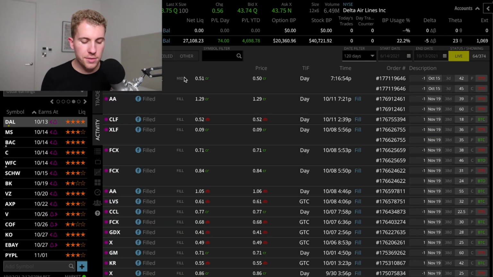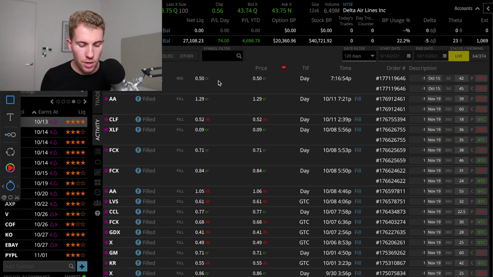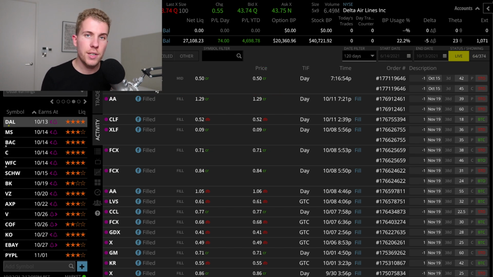So if I go in my activity tab, you can see that my order on Delta Airlines is actually still working. So what you can do in this type of case is either wait for your trade to actually get filled, or move the price at which you set the trade so as to get filled faster, basically.